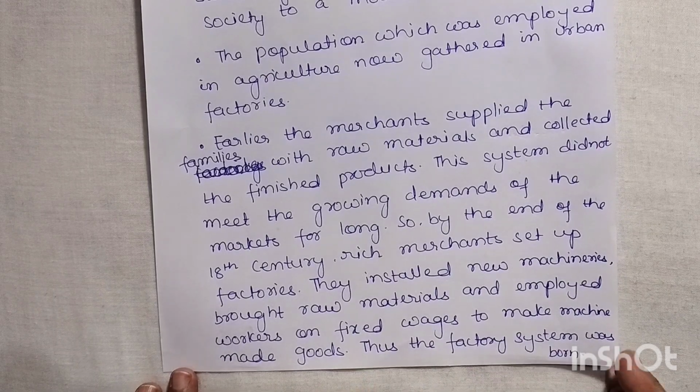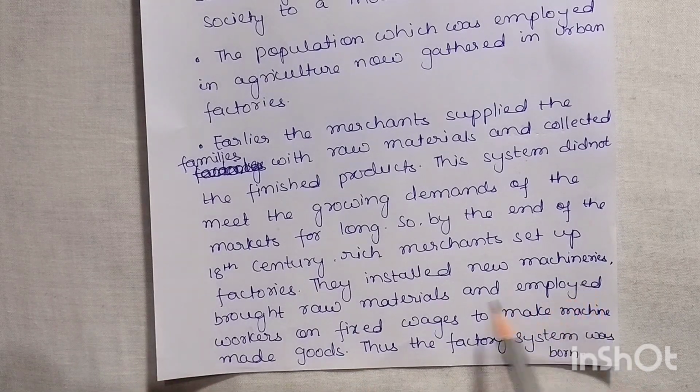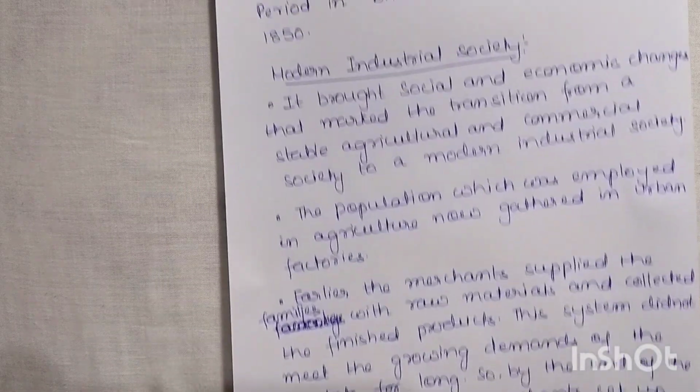Now what did they do? They installed new machines, bought the raw material and employed these people on fixed wages. It means their daily wages or monthly wages would be fixed and now they have to make goods. Thus, the factory system was born. So, in this way, the factory system was born.